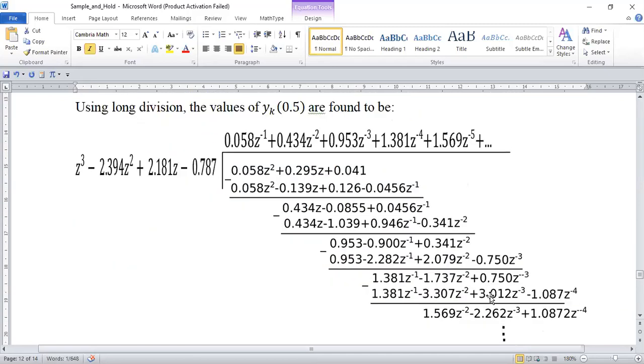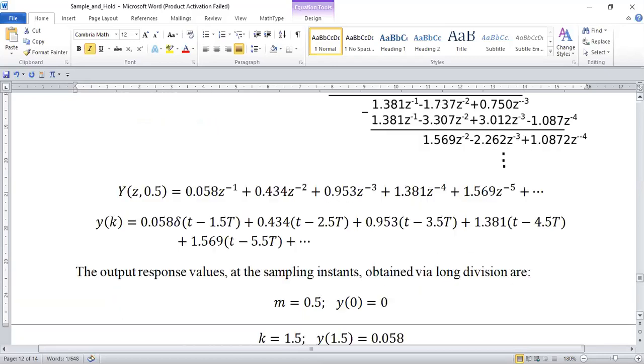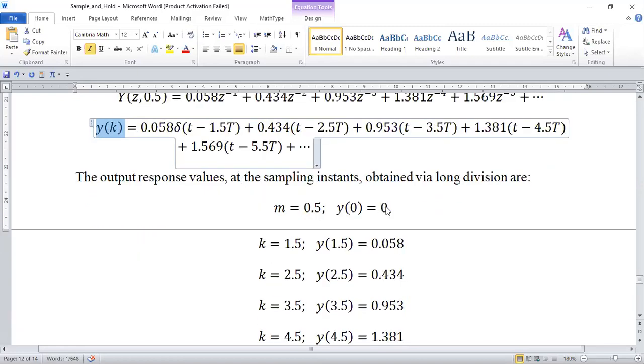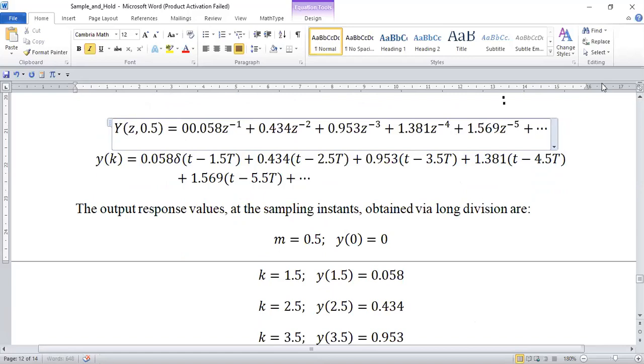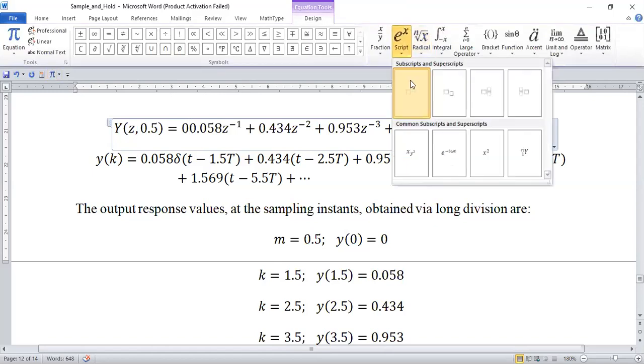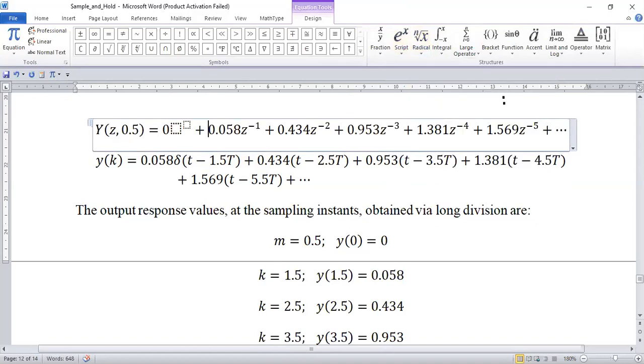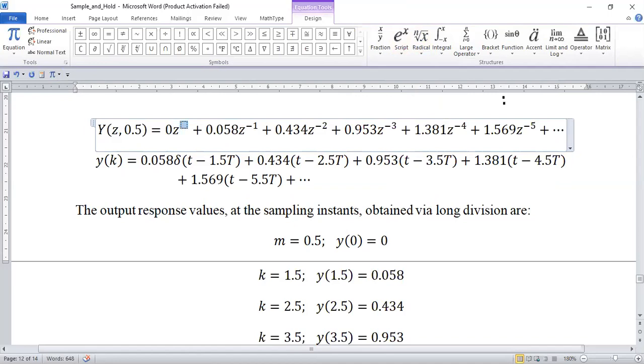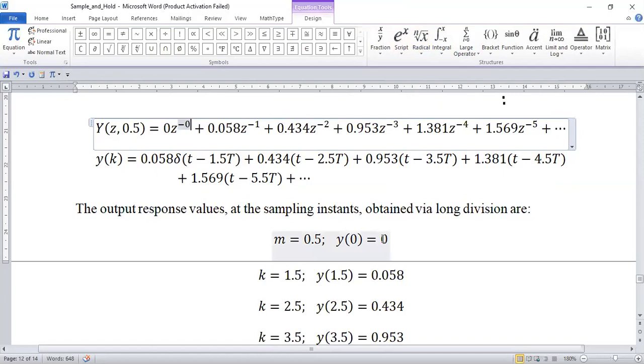So I've written out the long division method here. So this is it. It's a sum to infinity. That's why you have this dot, dot, dot. Then this is the Z form. Then in the discrete time form, you have this. So remember here, our M is 0.5. So where M is 0.5, you have zero, because effectively the first term is zero Z minus zero. So the first one is zero. That's when M is equal to 0.5.